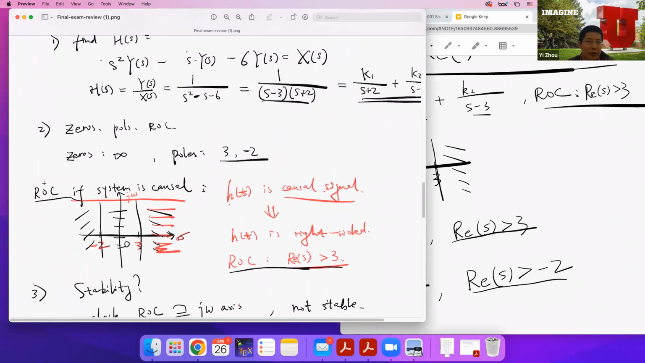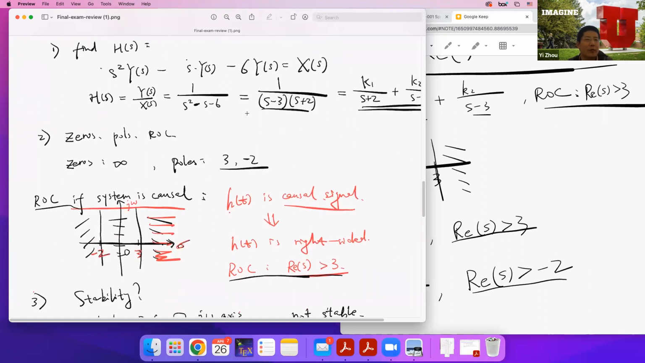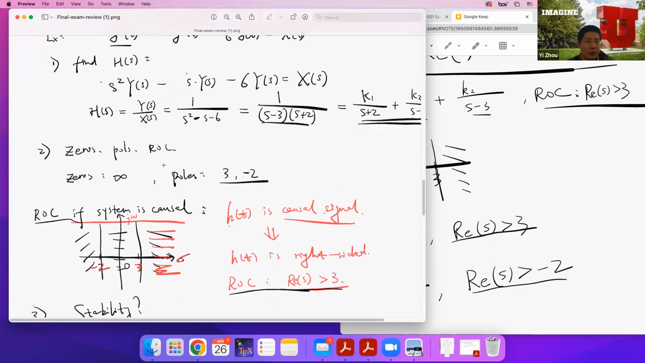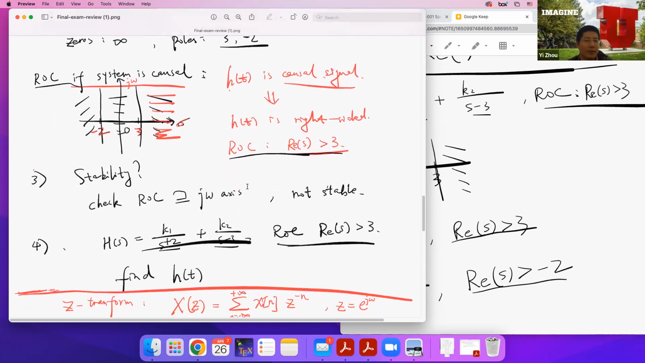Okay. So for this one, we apply the Laplace transform to analyze this LTI system, and then from the Laplace transform, we can discuss the corresponding ROCs of causal systems or stable systems. And then from there, we can identify the corresponding impulse response of the system.